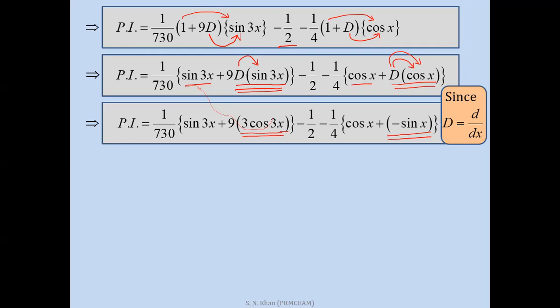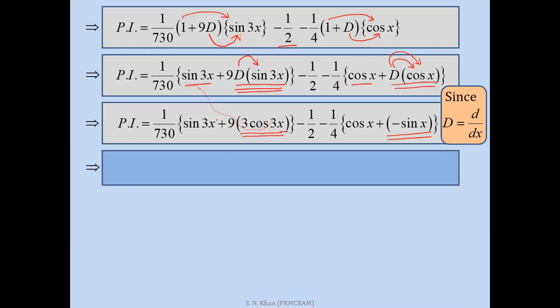It means that we got the solution. अभी सिर्फ simplified format में इसे लिखना है. So PI will become 1 upon 730 in bracket sin 3x plus 9 3s are 27 cos 3x, minus 1 by 2 as it is, minus 1 by 4 as it is, in bracket cos x, and plus into minus it is minus sin x. So this is the final PI for the given differential equation.